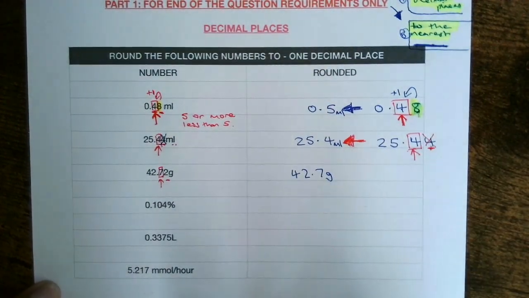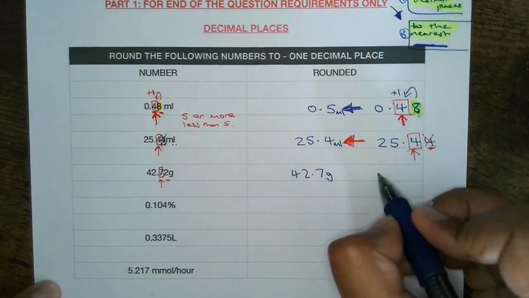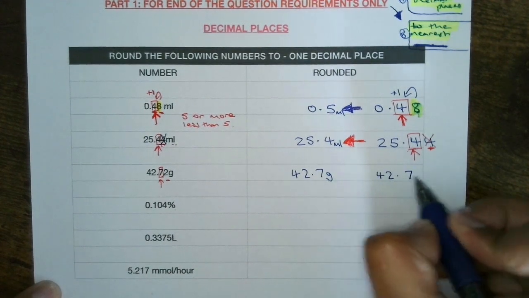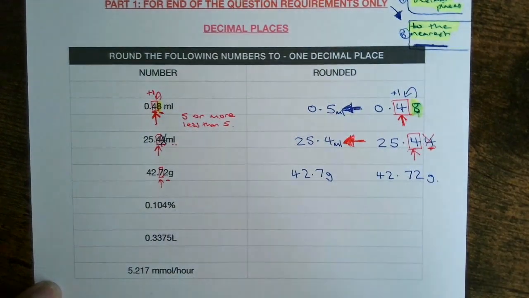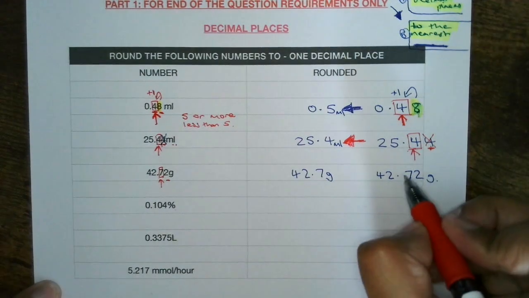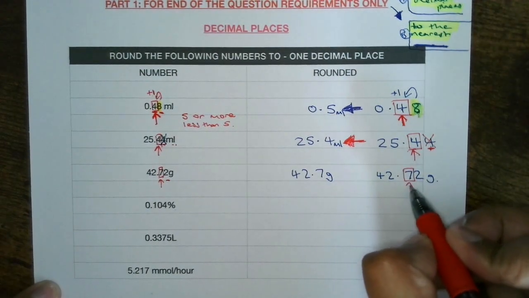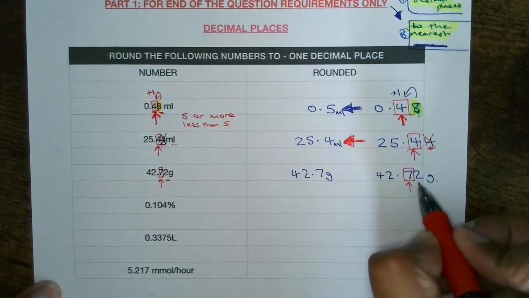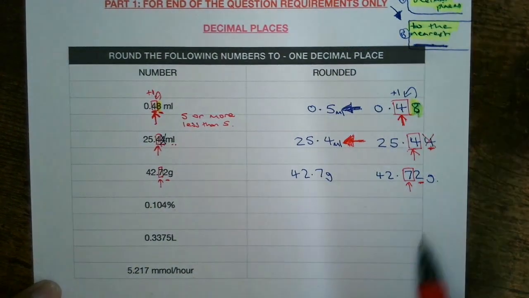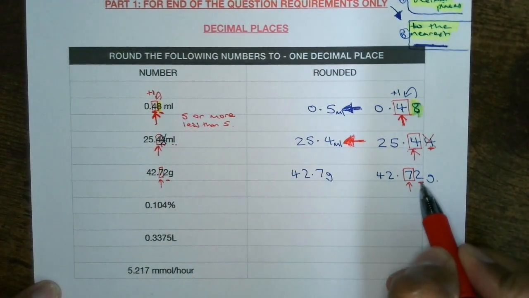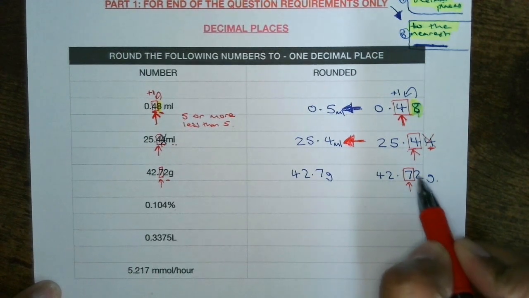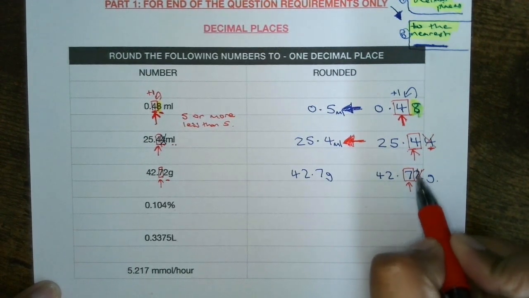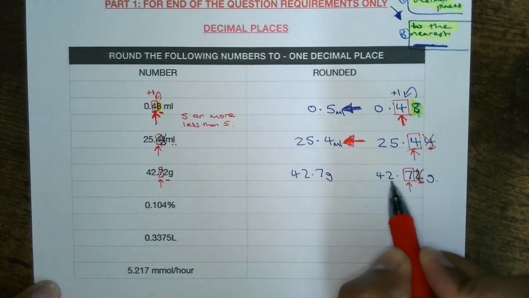I'll do that now. So again, let's have a look at this. We've got 42.72 grams, and we want to round to 1 decimal place. All you have to do is find your 1 decimal place position, look to the right, and say, is it greater than 5 or smaller than 5? That number 2 is smaller than 5. So what are you going to do? You're going to cross it out, and your answer is 42.7.